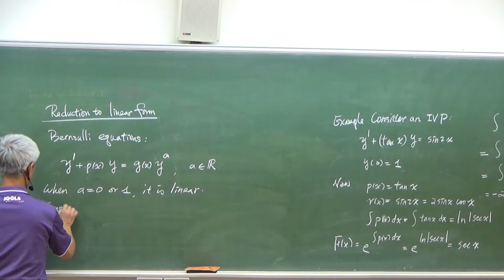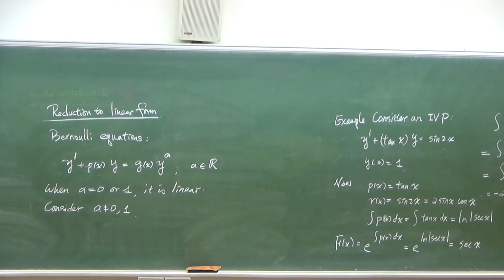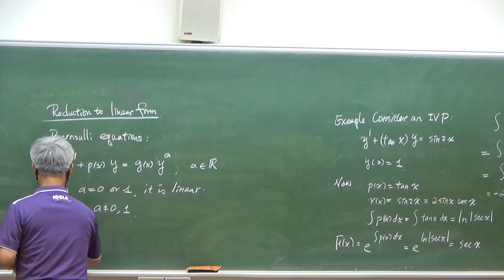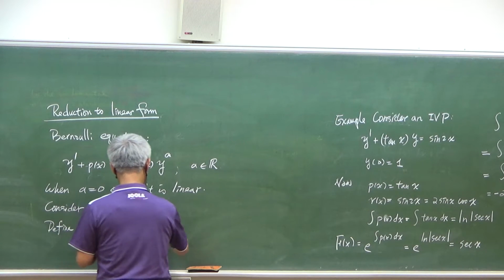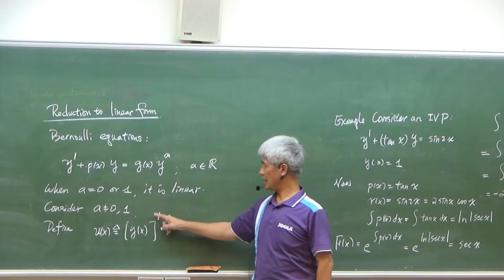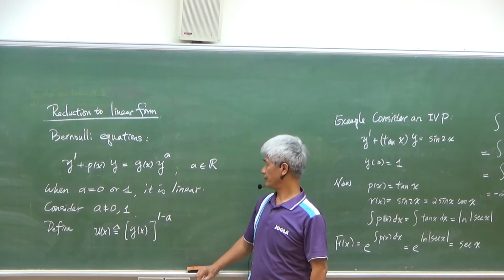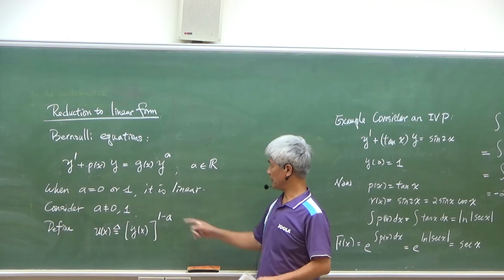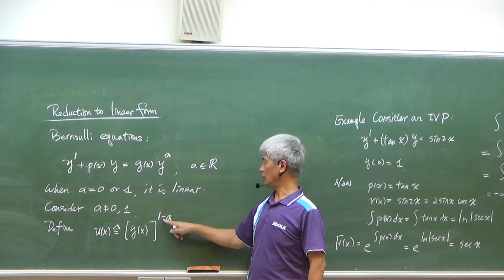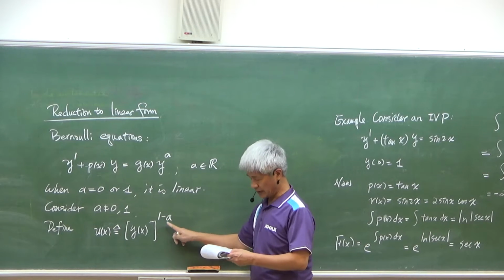Okay, so now we consider other cases, a not equal to 0 or 1. So now we should use a proper transformation again. We define u, a new function, to be the 1 minus a power of the y function. Okay, so this is the transformation we will use. So 1 minus a can be positive or negative. But because a is not equal to 0 or 1, 1 minus a will not be equal to 0 or equal to 1. So you will see the condition for 1 minus a.